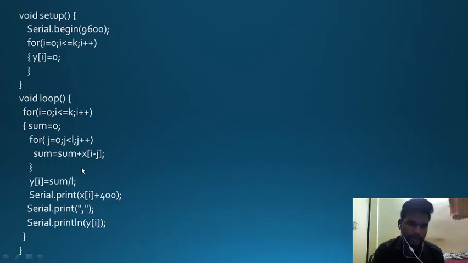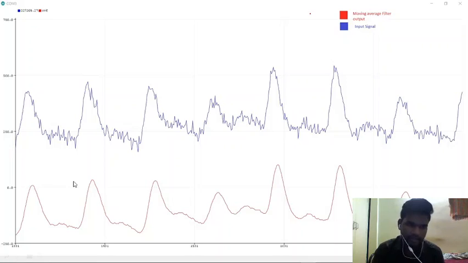In void loop, we are going to write the logic. Here we are initializing sum equals to 0. This loop is iterated 1000 times, here the k value is 1000. Since input values are 1000, we have to read the input values into x. Now we are going to add the past L values and average them. So j from 0 to less than L, we add them, and once we add them, we average them, that is sum by L, where L means the number of values.